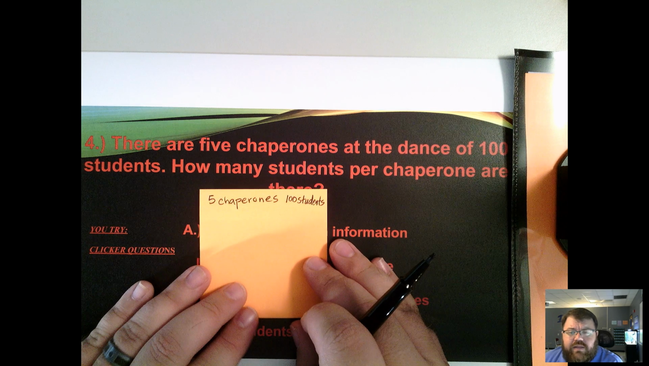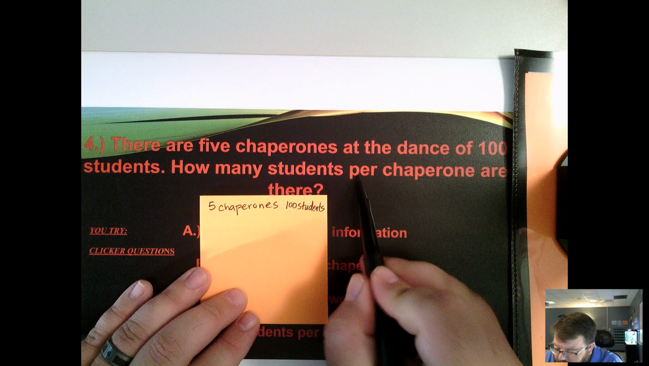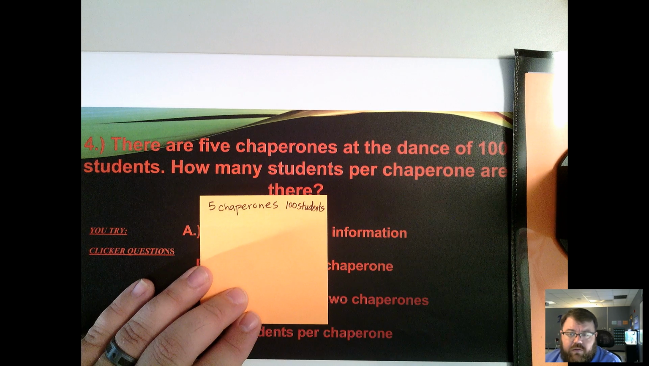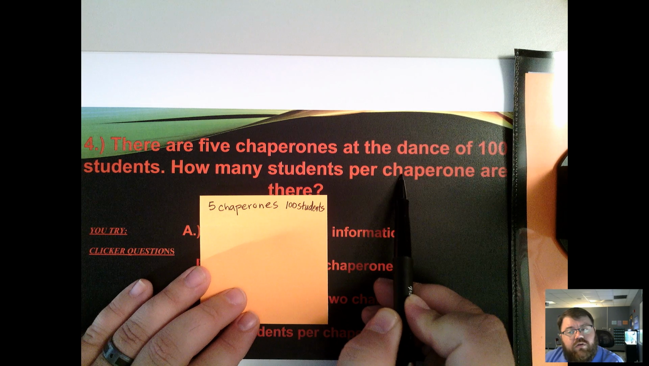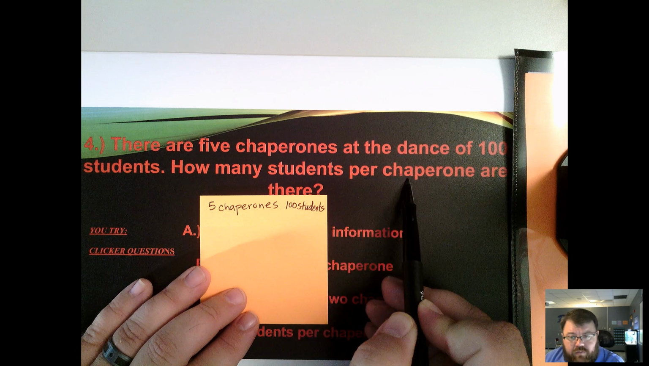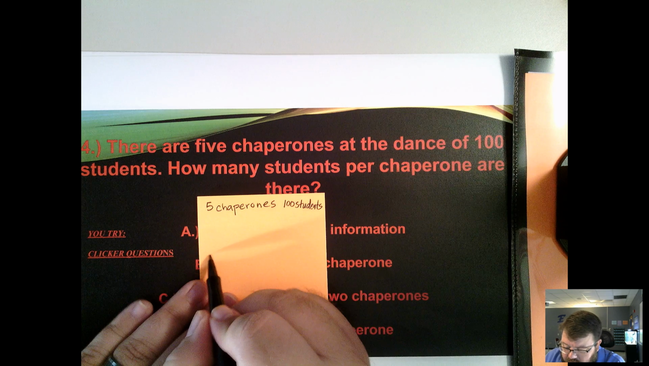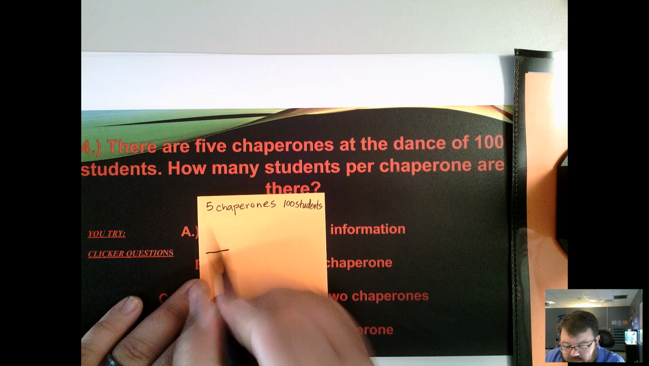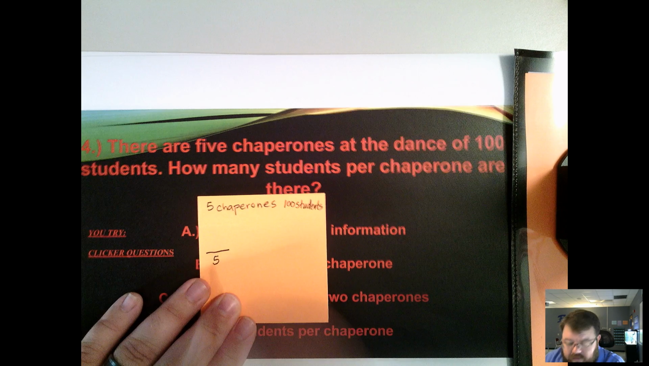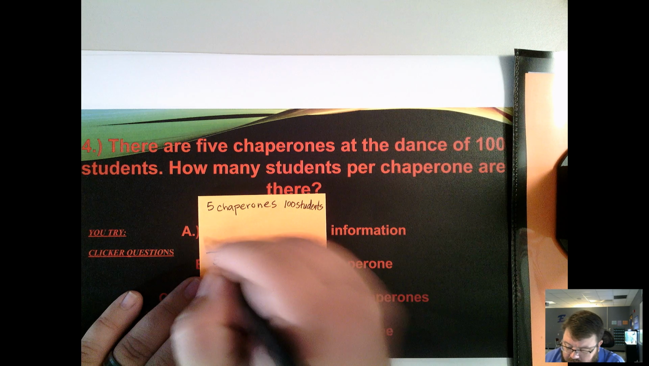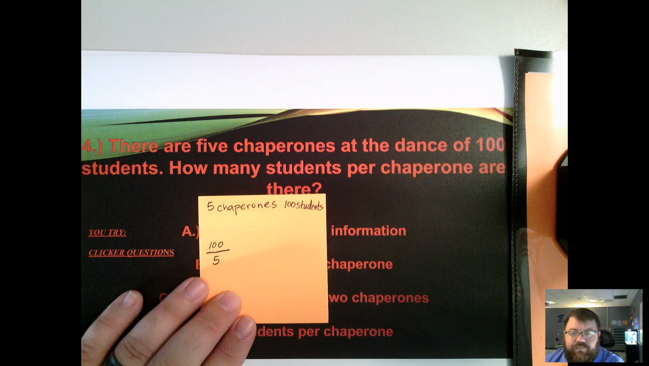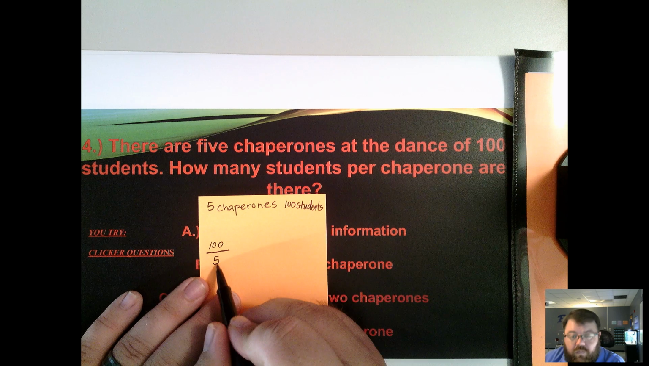The question says, how many students per chaperone? So you should think 1 chaperone. Since we're talking about 1 chaperone, those have to go on the denominator. So the 5 has got to go in the denominator. The 100 would go in the numerator. You need to make this a 1.